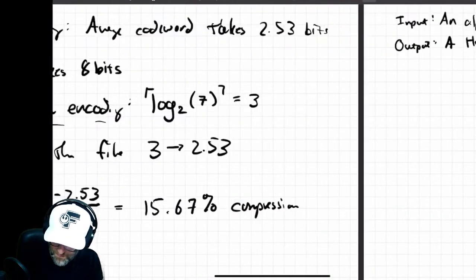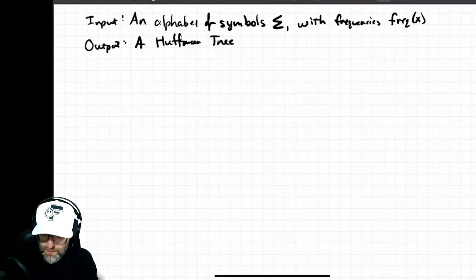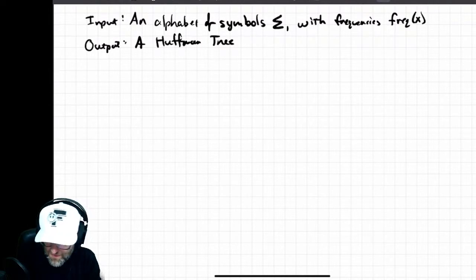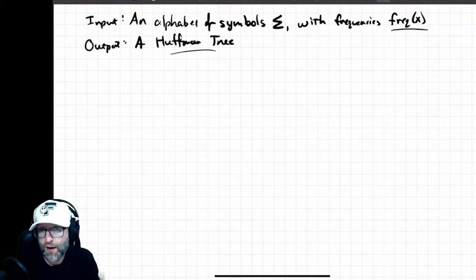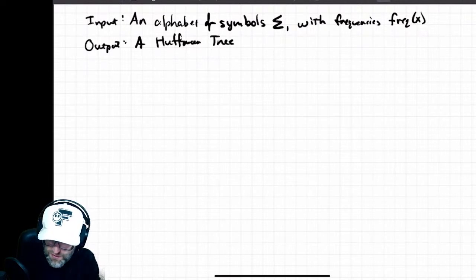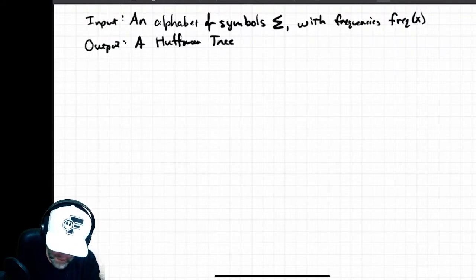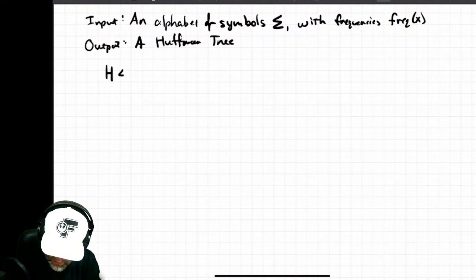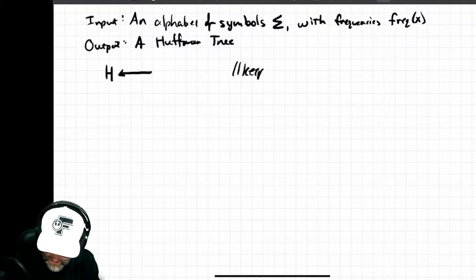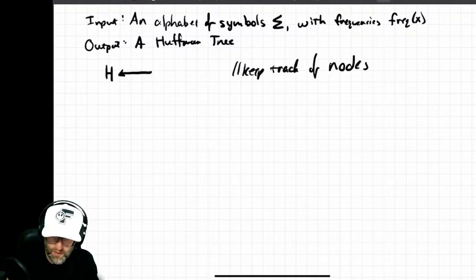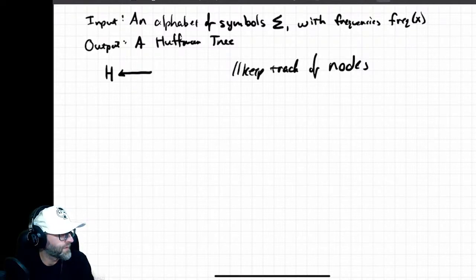Okay. All right. So again, especially when you program this, you are going to have to pre-process the file to find all the frequencies. You're going to have to post-process the Huffman tree in order to actually produce the code. But here's what the actual Huffman algorithm looks like. So I'm going to initialize this thing, H, to keep track of nodes.